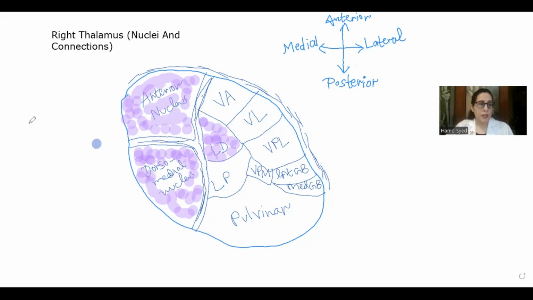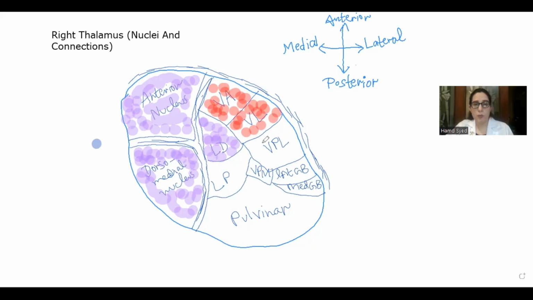Now, let's look at the other nuclei. The VA, that is the shading in red, ventro-anterior and ventrolateral nuclei. These are the ones which have their connections with the basal ganglia and the cerebellum. So their function is mainly associated with the processing of the motor information which is coming to the thalamus, right? Now let's look at the other nuclei.